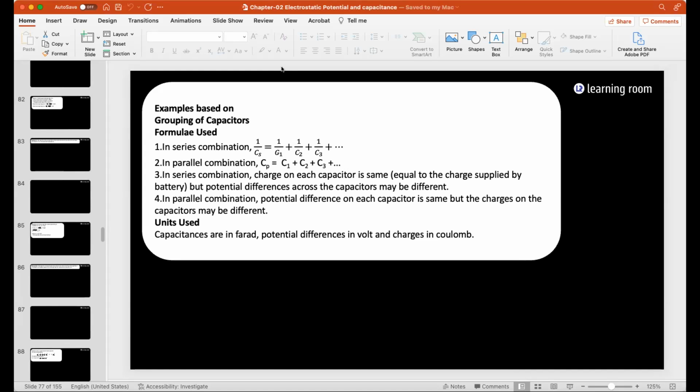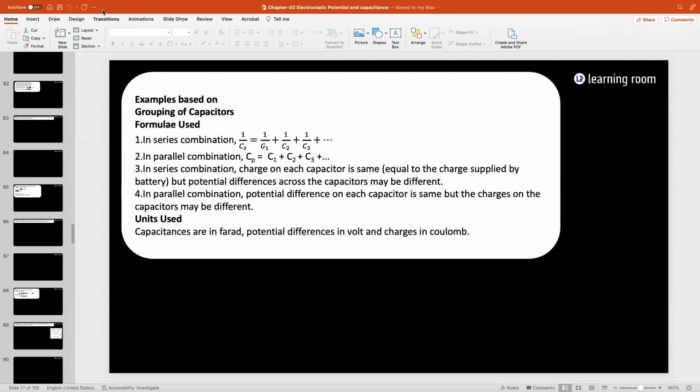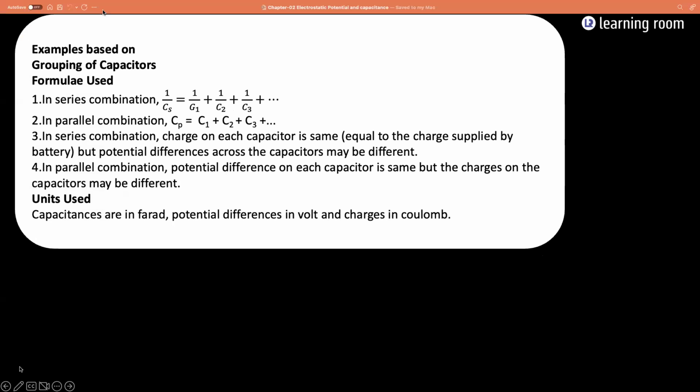Okay, listen. So you're able to see my screen, right? So did we do problems based on capacitors in series and parallel? Did we? No, sir.